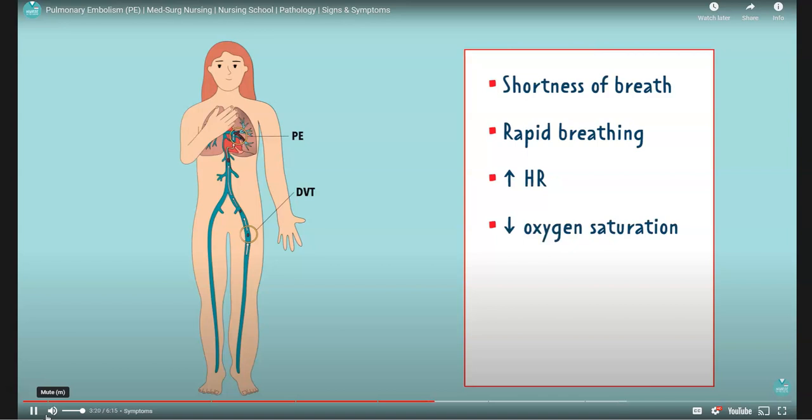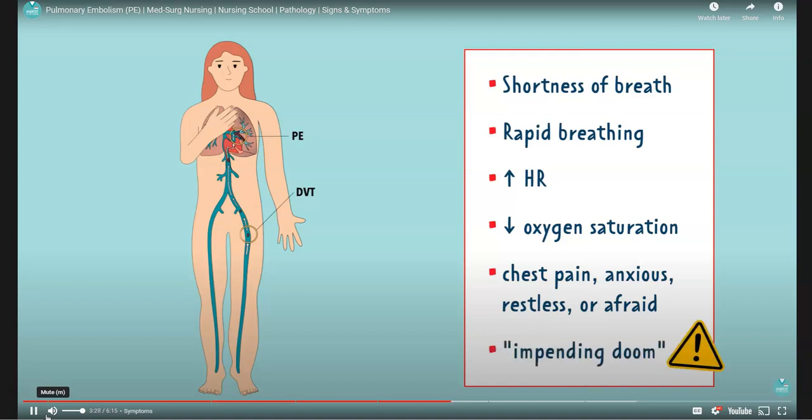Often these patients complain of chest pain, they may feel anxious, restless, or afraid. Some patients will experience a sense of what we call impending doom. This can actually happen for a patient with blood clots, where they are overcome with the feeling that something bad is about to happen. If a patient ever mentions this, act. Take this seriously. The body works in amazing ways, and as a nurse, it is your responsibility to listen and advocate for them.